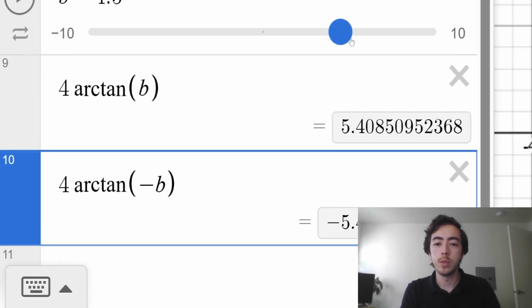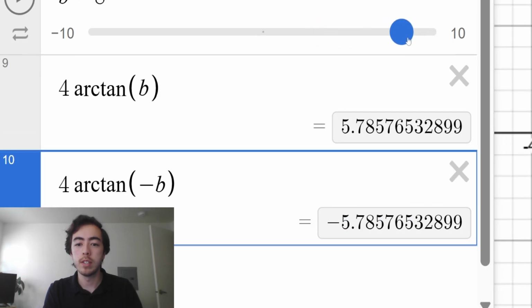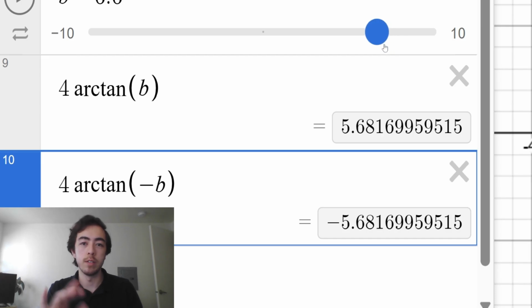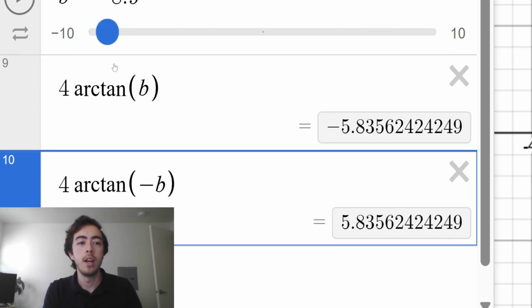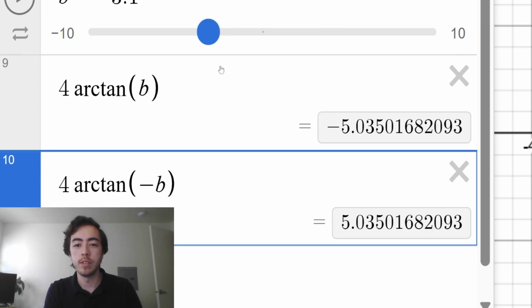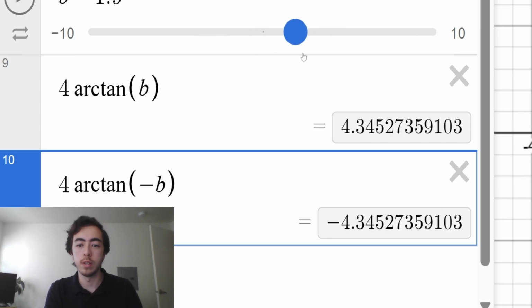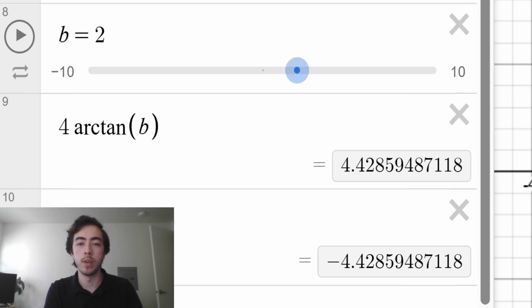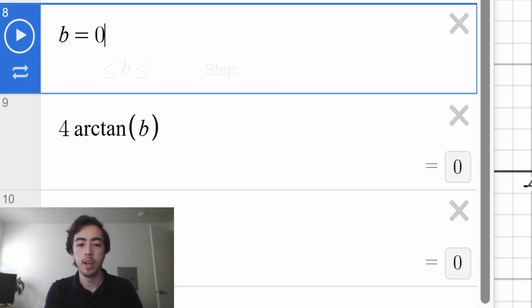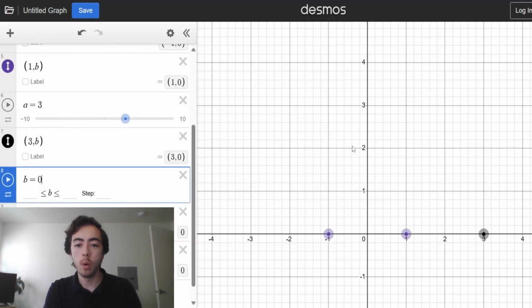And as you can see, as we scale around our value of b, essentially these two numbers are identical, they're just different by a negative sign. And so the only time that these two values will actually be equal, so that the argument is the same after raising these two numbers to the power of 4, is if b is 0. This is the only time that we will find these values to be exactly equal.